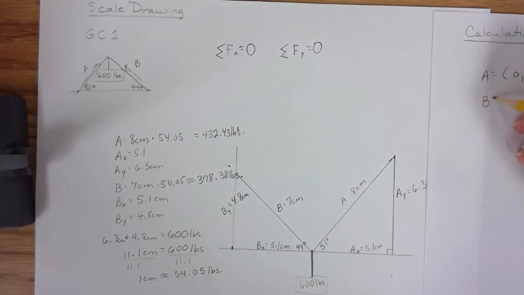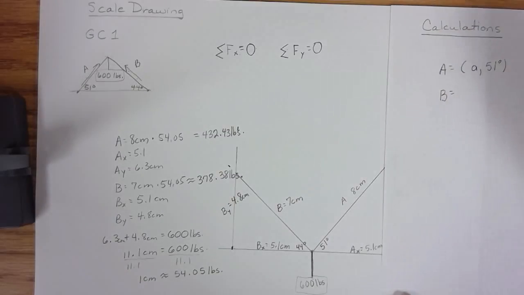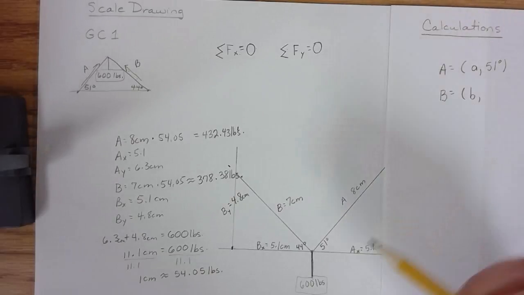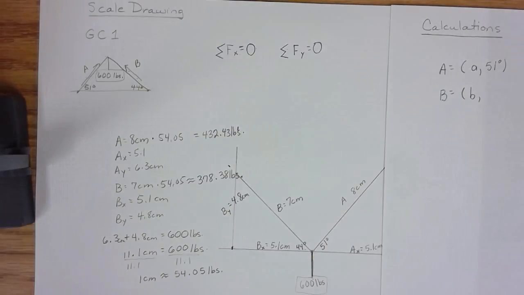Vector B has no magnitude yet. That's what we're looking for. We're solving for its magnitude. Its angle, if we start at 0, is 44 degrees short of being 180 degrees, which essentially means 180 minus 44, and that's going to give us the actual angle measure of this vector. So 136.